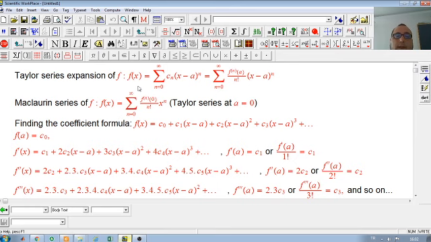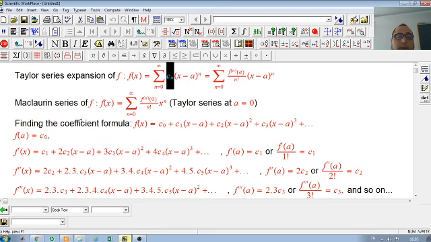The Taylor series expansion is written here, and our aim is to find a formula for the coefficients of the terms, which are Cn. And the Maclaurin series of the function f is found by writing 0 for a. It is a special case of the Taylor series. It is actually a Taylor series expansion at 0.